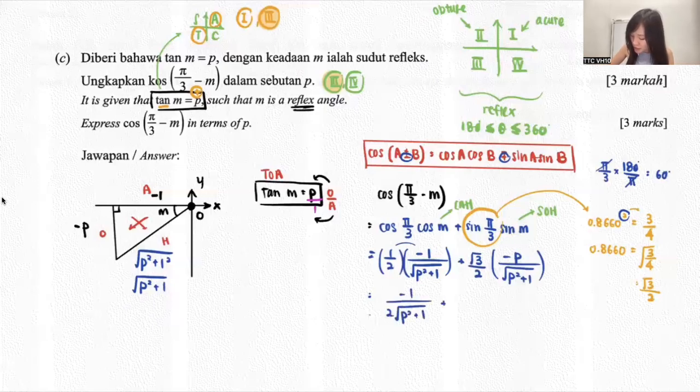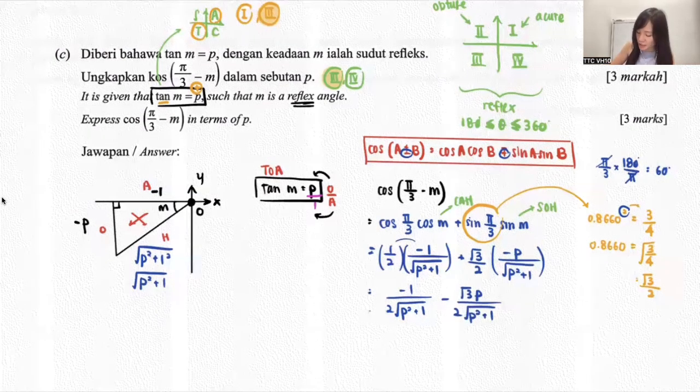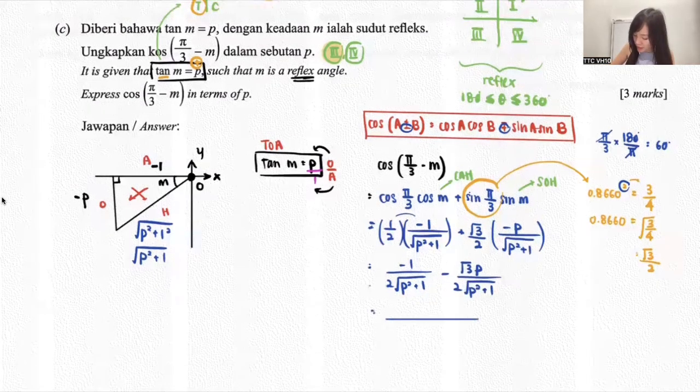Same for another one. Top times top, positive; negative, negative already. Surd 3p over 2 surd p squared plus 1. Wow, guys, their denominator is the same, so I can write them together: 2 surd p squared plus 1. The top I got minus 1 minus surd 3p.